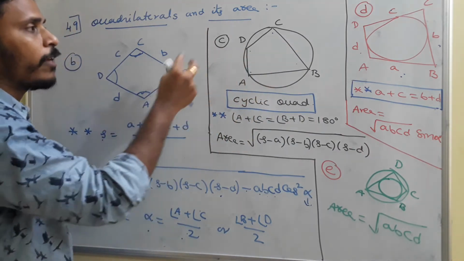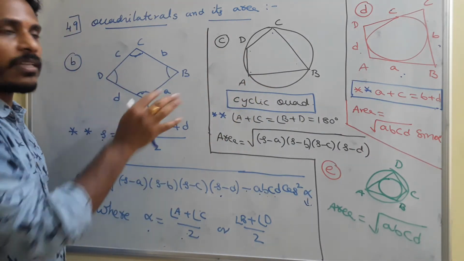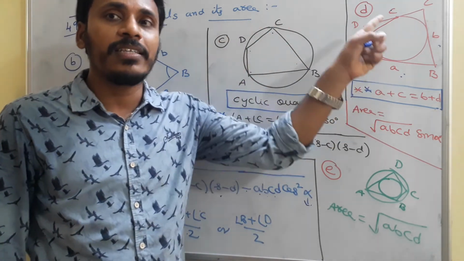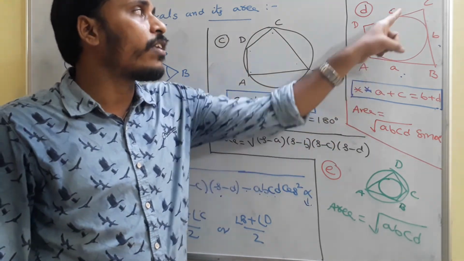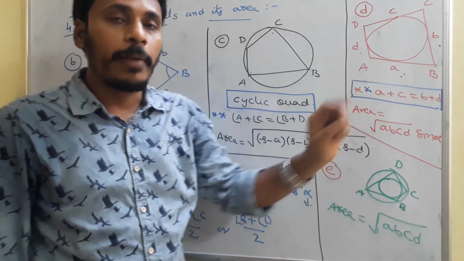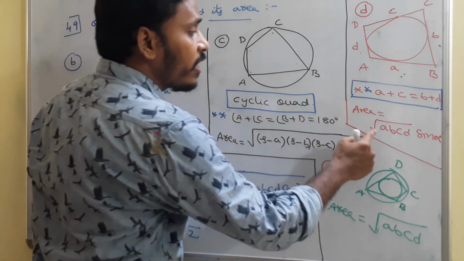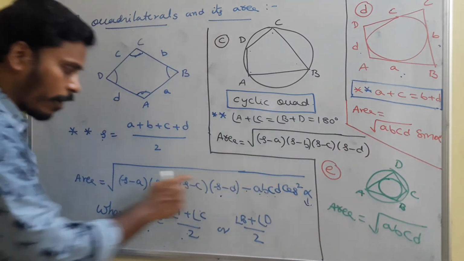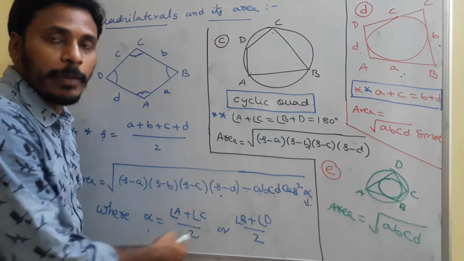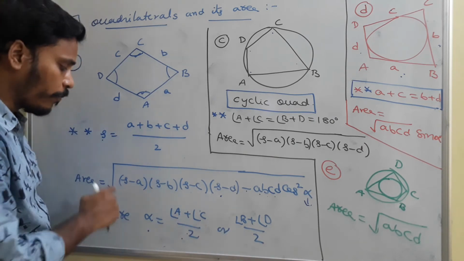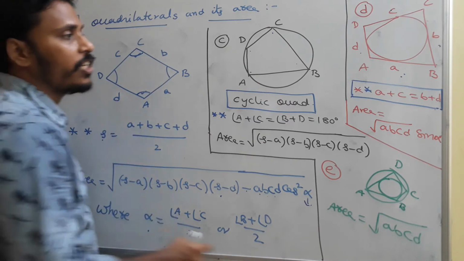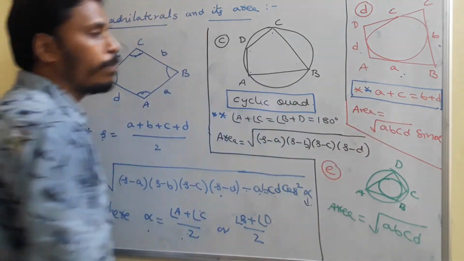See, observe the slight difference. Here there is no connection with the circle. Here the circle is outside, and in this diagram the circle is inside, and here the sum of the opposite sides are equal. Okay, and in that case the area is root ABCD sine alpha. Again use the same formula, where alpha is the same, A plus C by 2 and B plus D by 2. In this formula you just apply that condition: A plus C is equal to B plus D.